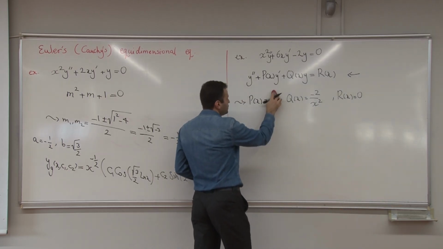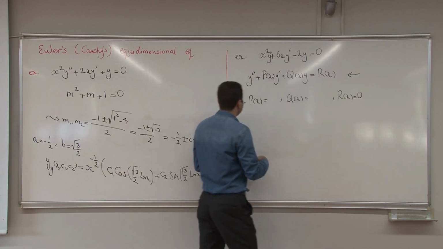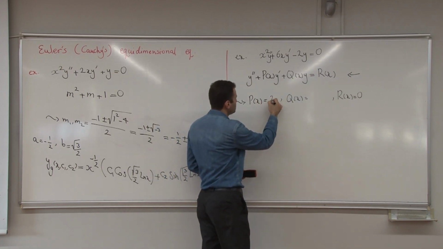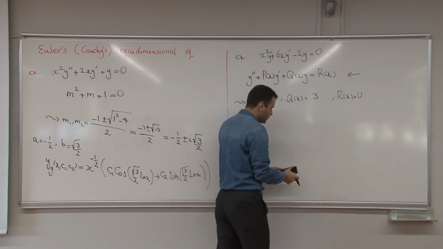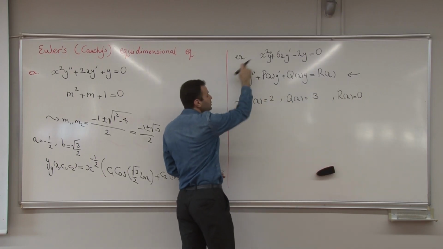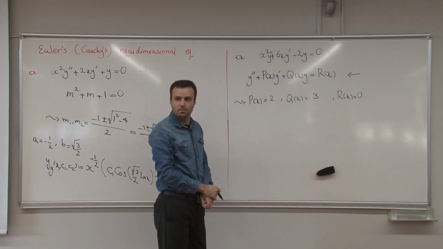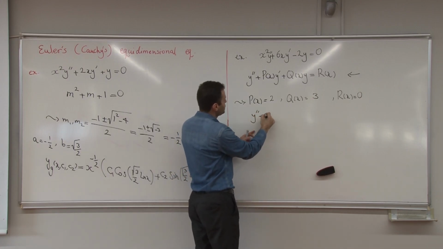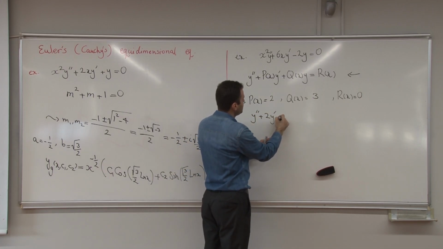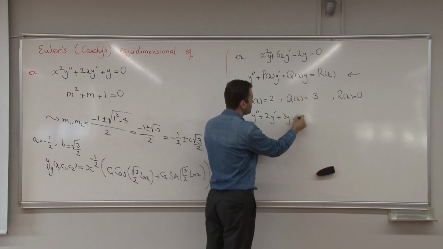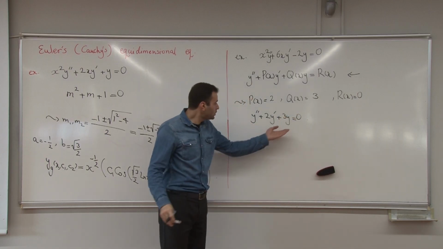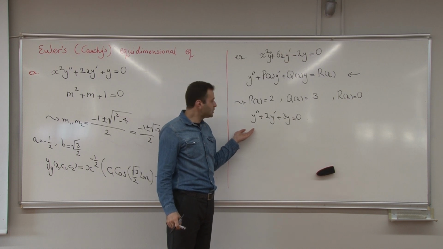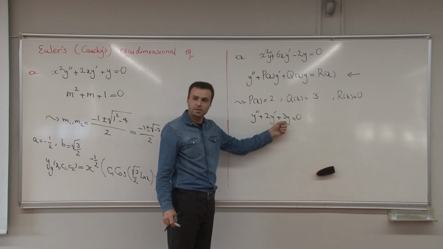Now, if I take p of x and q of x as just some numbers, then what will happen to this equation? This will become y double prime plus 2y prime plus 3y equal to 0, right? So what kind of an equation is this? It is a second order differential equation with constant coefficients, right?